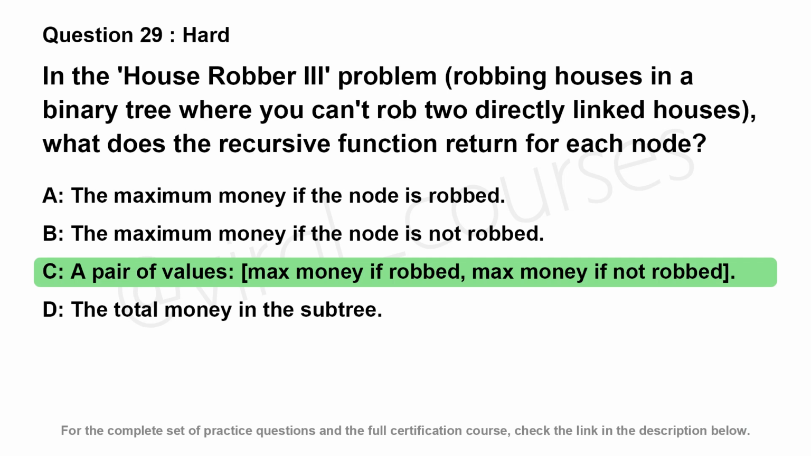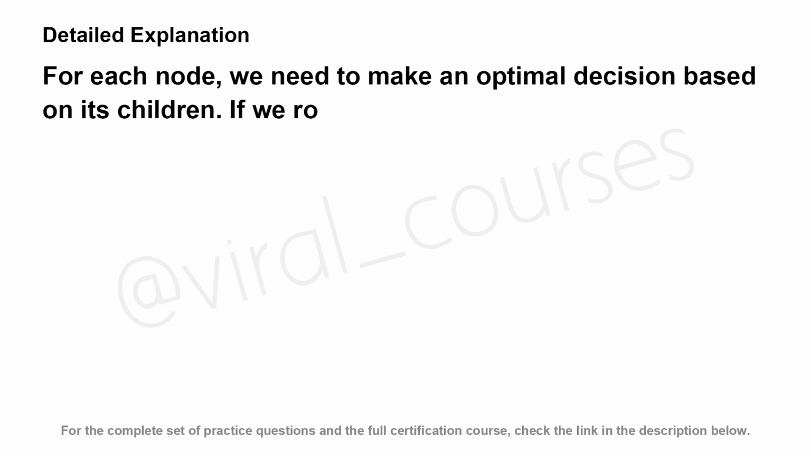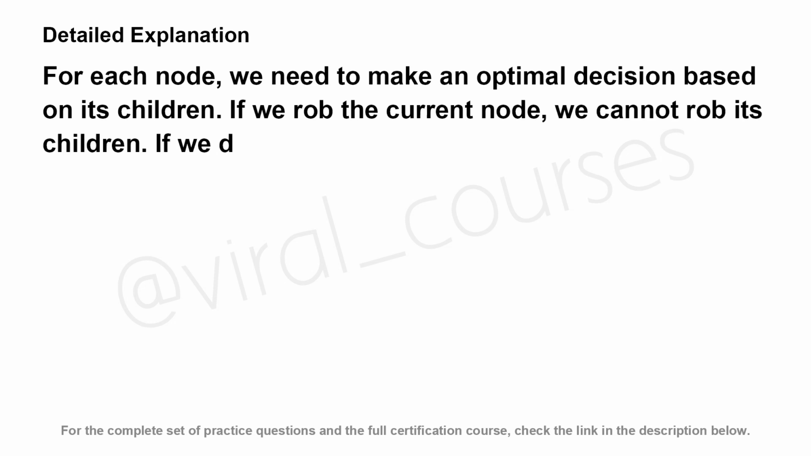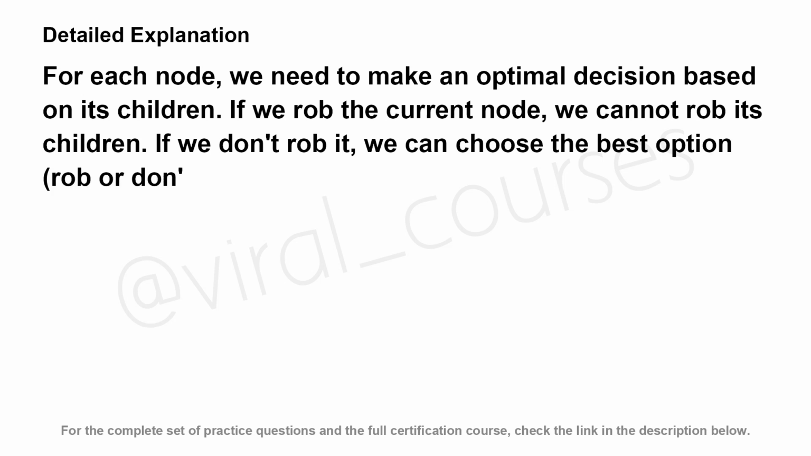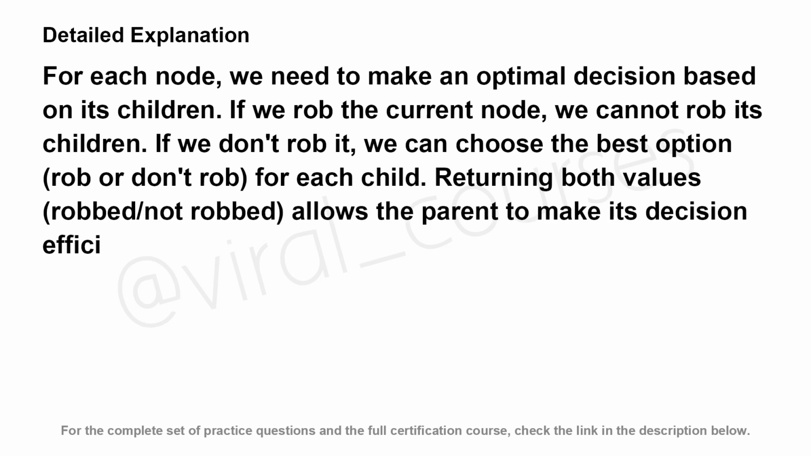The correct answer is C. For each node, we need to make an optimal decision based on its children. If we rob the current node, we cannot rob its children. If we don't rob it, we can choose the best option. Rob or don't rob. For each child, returning both values, robbed and not robbed, allows the parent to make its decision efficiently in one pass.